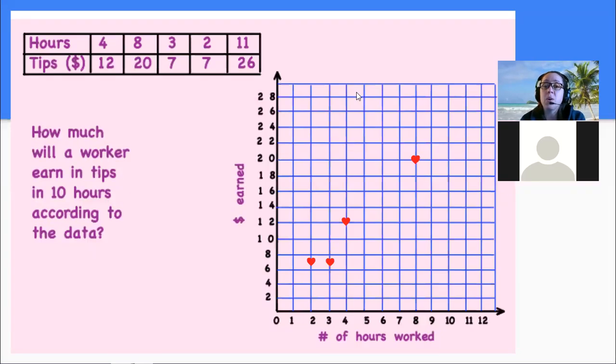Okay. So, yeah, we are at math time, totally. So, okay, it looks like people have plotted most of our data. Okay. So we have hours worked and tips.